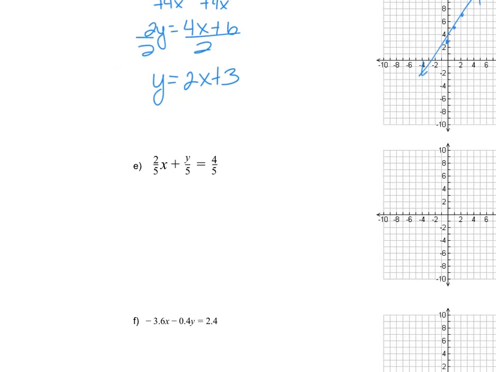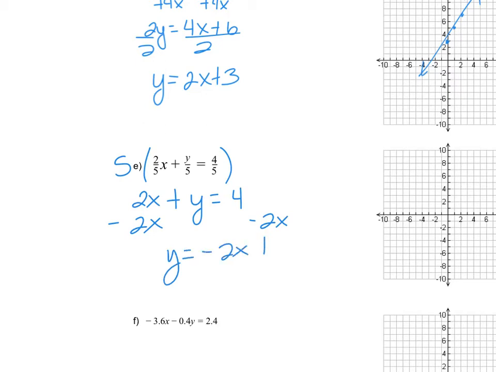These next two are a little tricky. So we have all these fractions in here, and we don't want that because we're trying to get the y by itself without any fractions. So first thing I'm going to do to get rid of those fractions, you could multiply everything by 5 because that would cancel out all of those denominators. So now this is 2x plus y equals 4. Now I'm going to convert it to slope-intercept form by subtracting 2x from both sides. So y equals negative 2x plus 4.